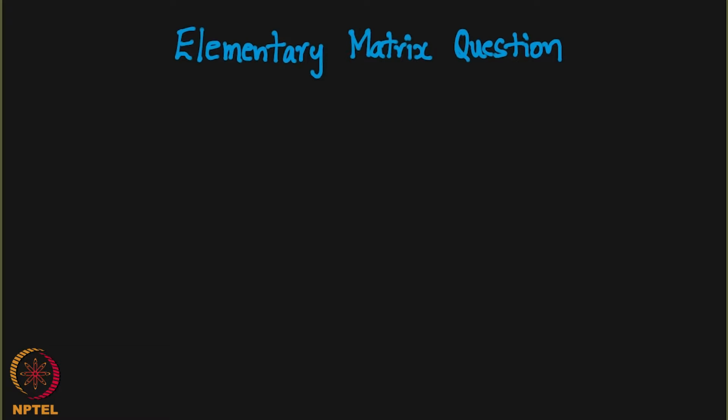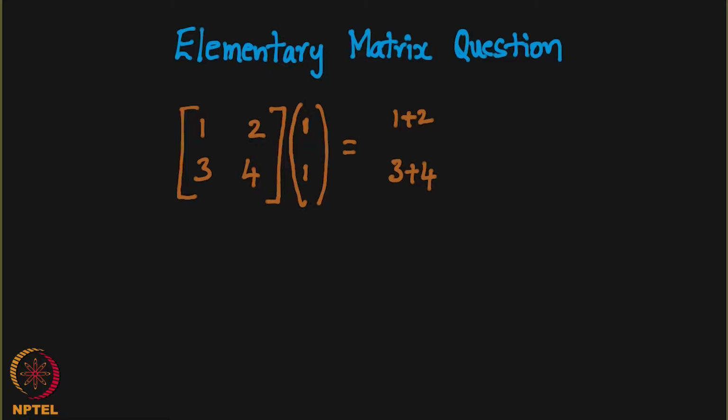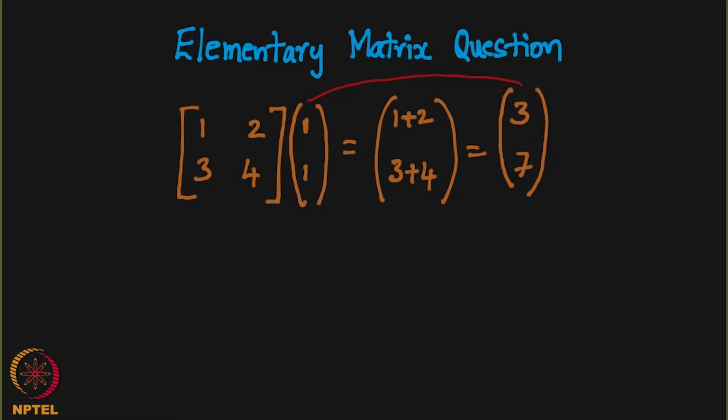So let us look at this very elementary matrix question. You take a matrix 1, 2, 3, 4. We're going to play around with this matrix only, a simple 2 cross 2 matrix. Multiply it with this vector 1, 1. What do you get? You simply get 1 plus 2 and then 3 plus 4. Fine. We all understand this much of matrices at least. This is equal to 3, 7. So 1, 1 is giving rise to 3, 7.